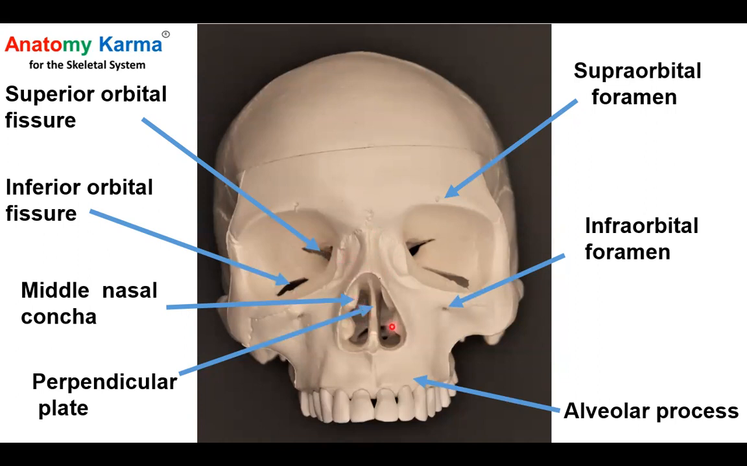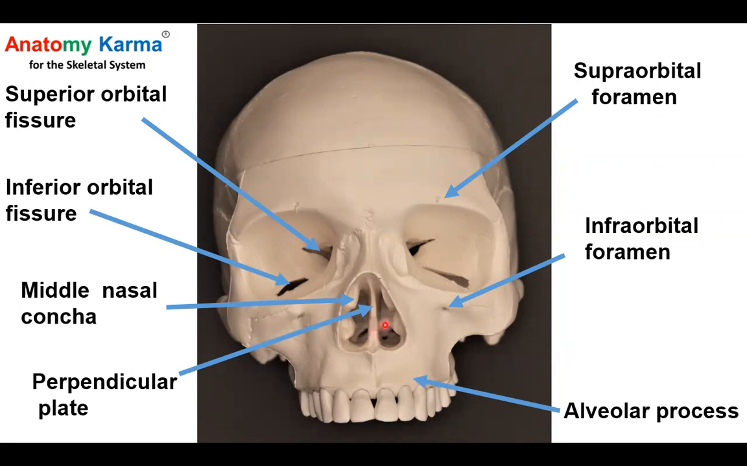Another landmark that we're going to pick is the perpendicular plate. The perpendicular plate leads us to the vomer bone, which is this, at least in the anterior view, small perpendicular standing bone inside the nasal cavity.